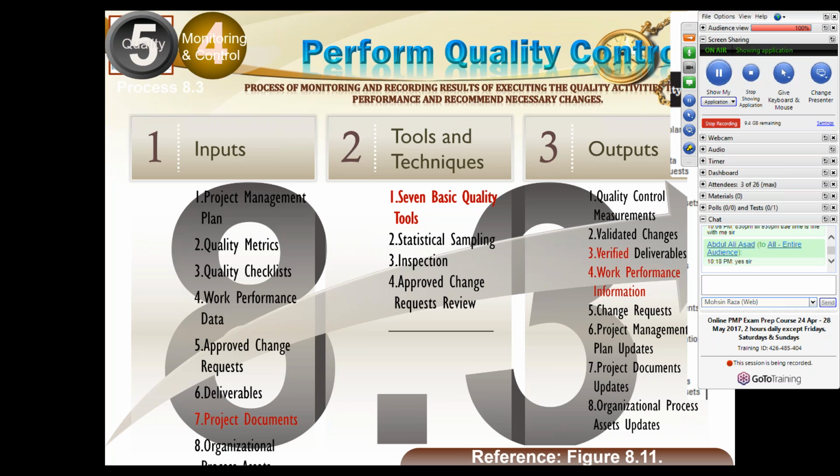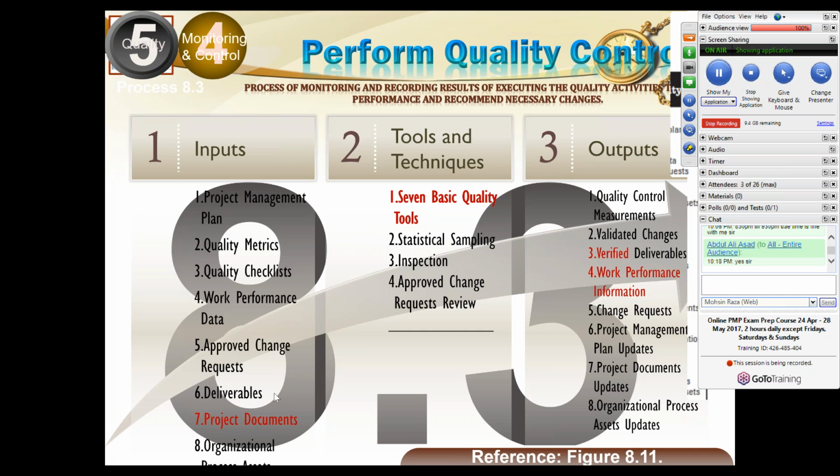Approved change requests are coming from, these are those changes which have already been approved by integrated change control. They may have been moved by anyone, but they have been approved, and a copy of these approved change requests is coming to quality control, so that quality control can review these approved changes and validate them. You can see in tools and techniques, fourth point, approved change request review. So those change requests which we have received as input from integrated change control will be reviewed here in tools and techniques and will be validated in output, point number 2.